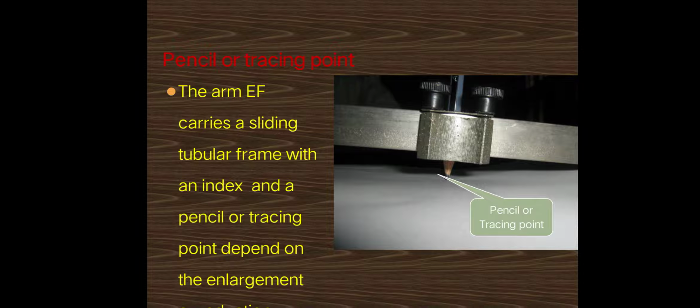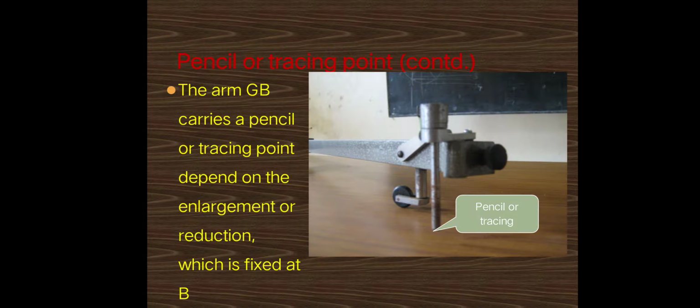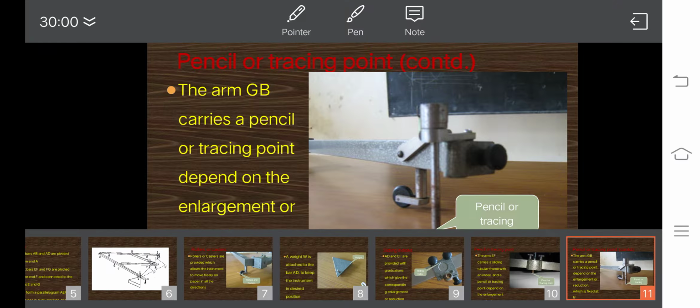And see this pencil or tracing point. EF carries a sliding tubular frame with an index and the pencil or tracing point. They are both mentioned because, as I said earlier, they are interchangeable. If I keep the pencil at point F, I will keep the tracing point at B, and vice versa.